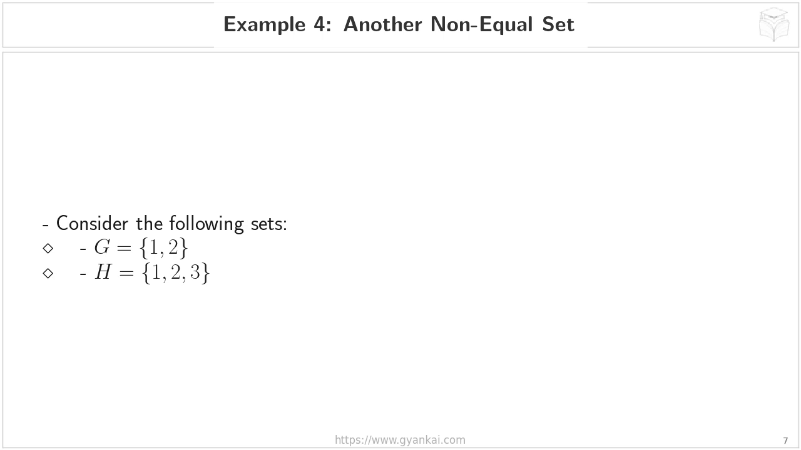Example 4, another non-equal set. Let's move on to our fourth example, and this one really highlights a very quick way to determine if two sets are not equal. We're looking at two new sets here. Set G and set H.